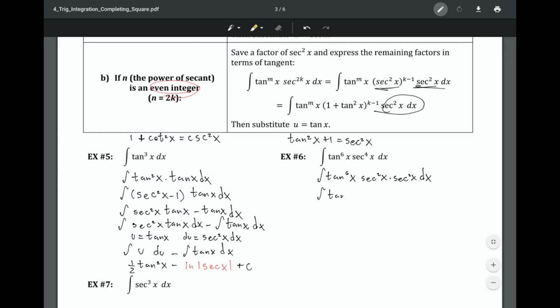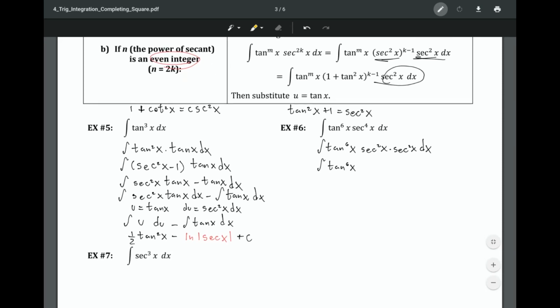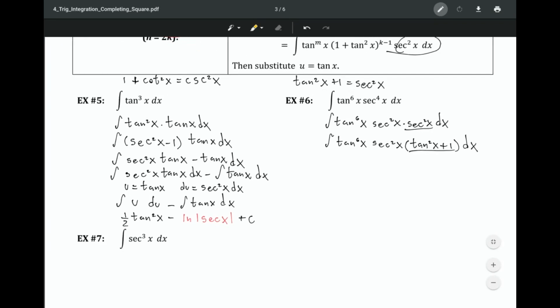So the tangent of x to the 6th power, and I will substitute this, or the middle one, it really doesn't matter which one you do, but only do one, with a Pythagorean trig identity. So this is going to be this. Okay, so again, I substitute this for this. And then now I will distribute tangent to the power of 6x secant square x. I will distribute that to both the tangent square x and the 1.